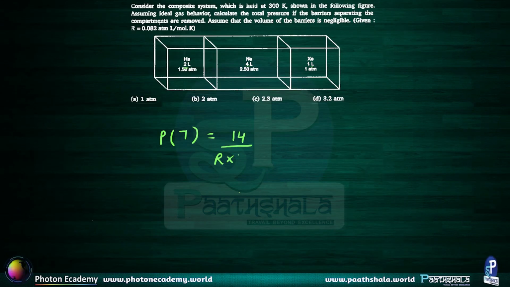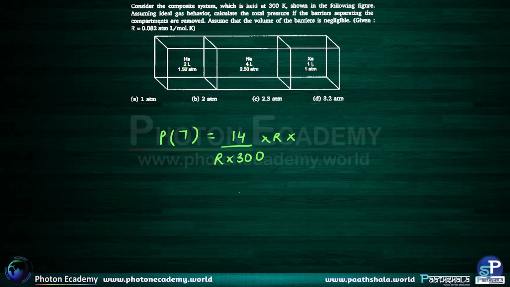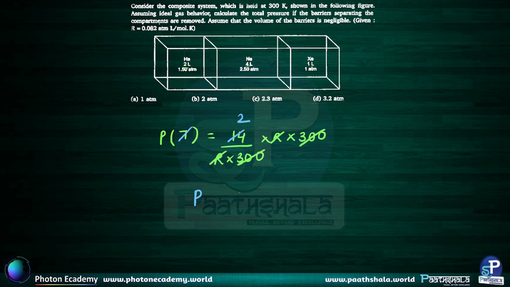So this is n, R, and T. This R gets cancelled out, and this 300 also gets cancelled out. Now we are left with 7 and 14. This would also get cancelled out to give a 2. So the final pressure would be 2 atm. That is option B.